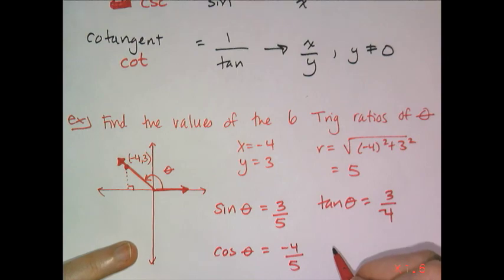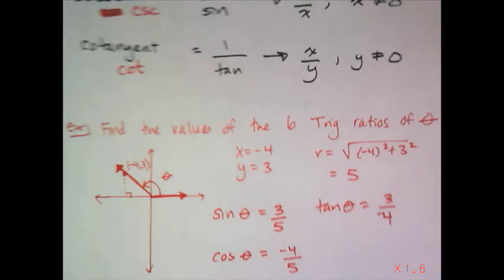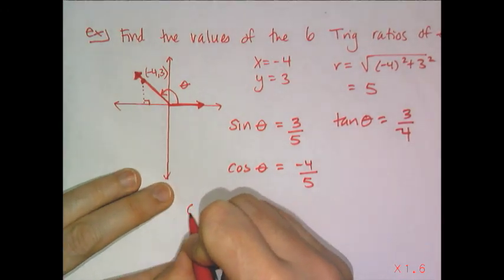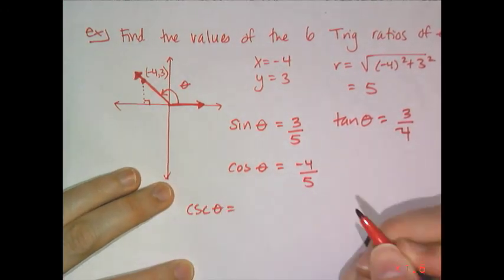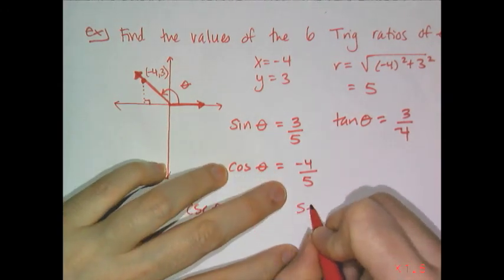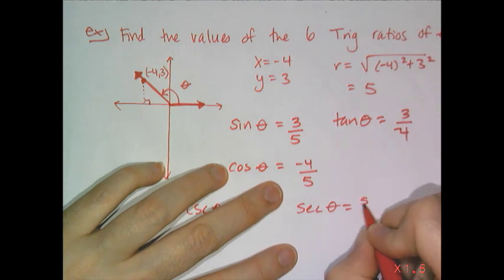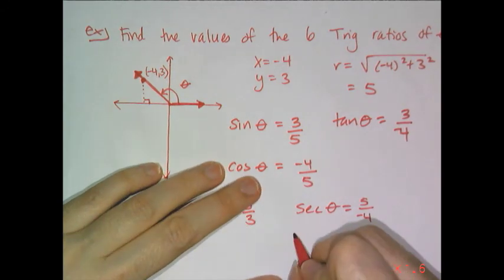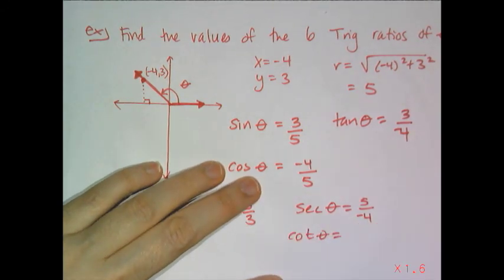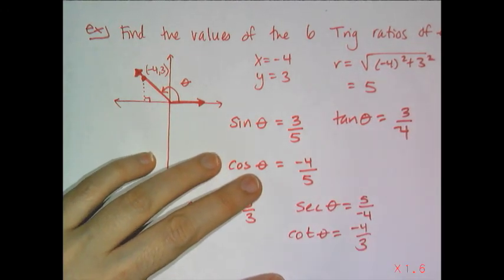And then I can find the other 3 by just taking the reciprocals of these. My cosecant, remember, is the reciprocal of sine, so it's 5 over 3. My secant is the reciprocal of cosine, so it's 5 over -4. And my cotangent is the reciprocal of tangent, which is -4 over 3.